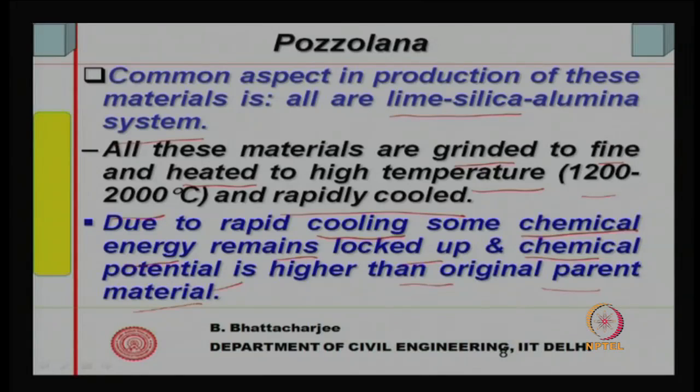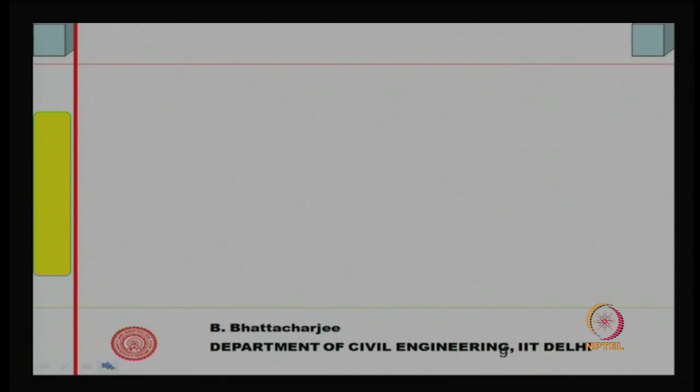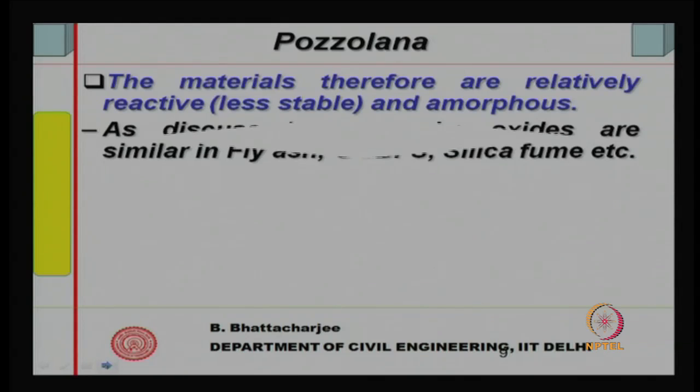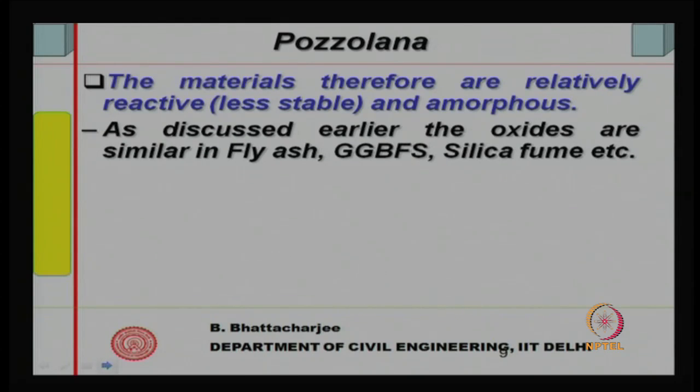Sometimes the clay impurity may contain a little bit of lime also in case of fly ash. So, that is why they all belong to the lime silica alumina system. Therefore, as I said, they are relatively unstable because they are heated and then cooled rapidly. So, the oxides that are present would be SiO2, Al2O3, in some cases a little bit of calcium oxide, and in other cases it will be more, right.